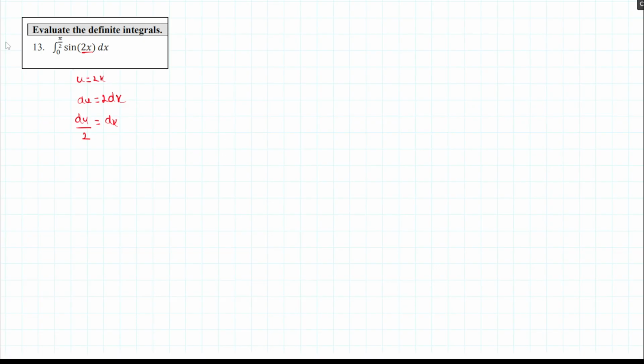So this becomes... Also we have the limits. When x is 0, then u equals 2x, that is 2 times 0, which is 0. And when x equals pi over 2, u equals 2x, that is 2 times pi over 2, which is pi.